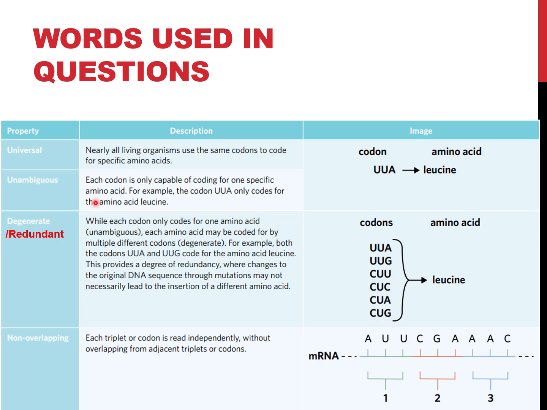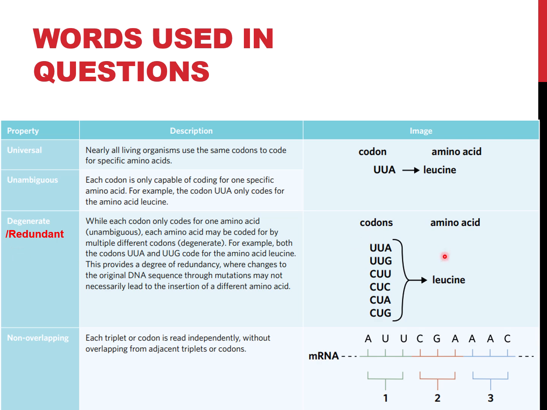Unambiguous essentially means a similar thing, but in this case it just means that UUA can only code for leucine. So UUA does not code for tryptophan. UUA does not code for methionine. Okay, it will only ever code for leucine. But that doesn't mean other things don't code for leucine. Other codons, should I say. And that's what degenerate or redundant means.